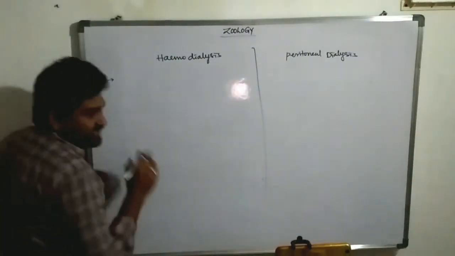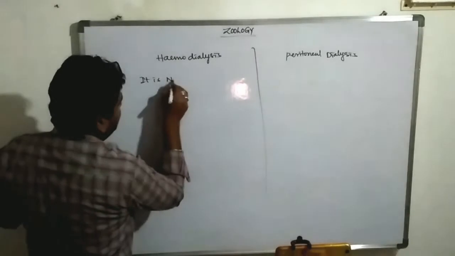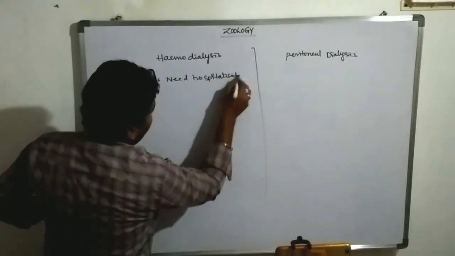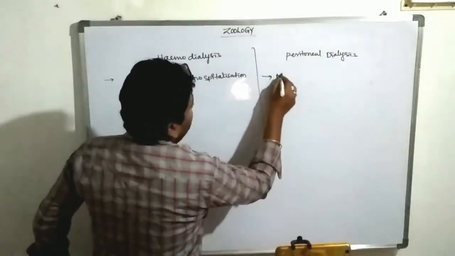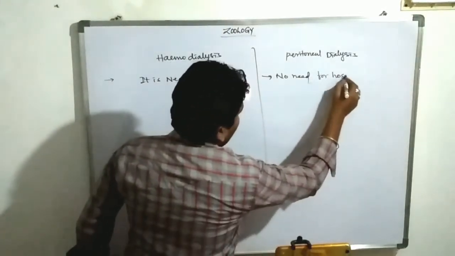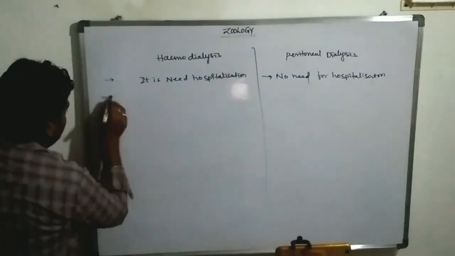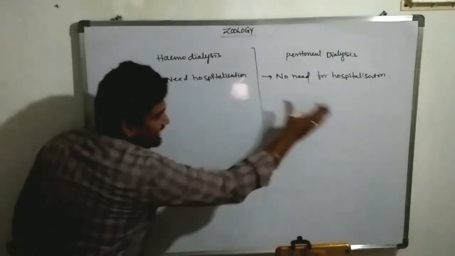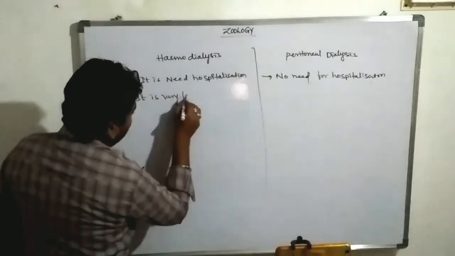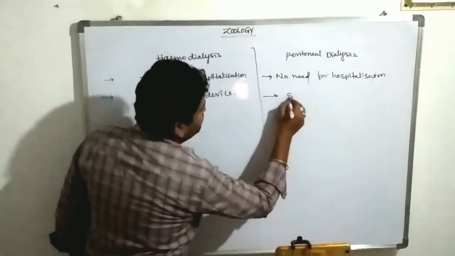Hemodialysis needs hospitalization. Peritoneal dialysis has no need for hospitalization. Hemodialysis uses a very large device, while peritoneal dialysis uses a very compact, small device.